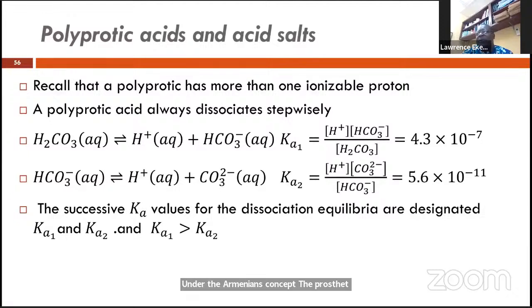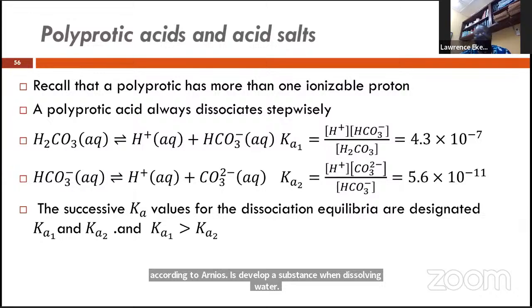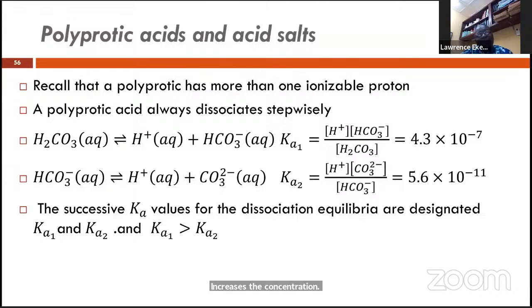And I remember that I told you that an acid, according to Arrhenius, is defined as a substance that, when dissolved in water, increases the concentration of hydronium ion or hydrogen ion. Or we can equally define Arrhenius' definition of an acid as any substance that produces hydronium ion or hydrogen ion when it comes in contact with water.